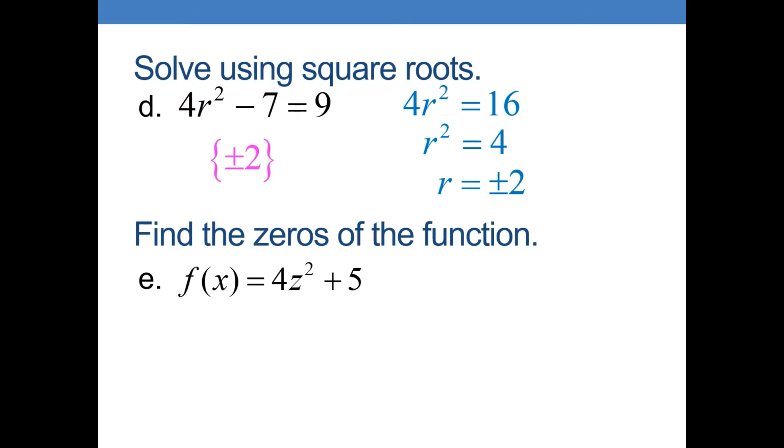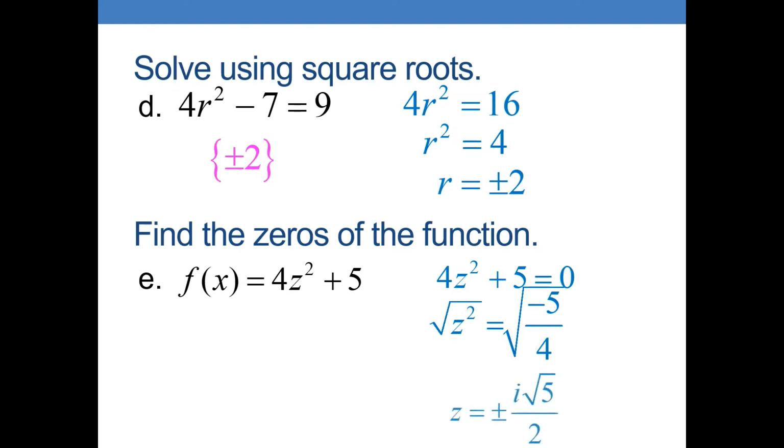Find the zeros of the function just means we start off setting the function equal to 0. I'm going to subtract 5 and divide by 4. Take the square root of both sides. In the numerator, we have a negative. Square root of negative 5 will be i root 5, and in the denominator, we have a perfect square. So my solutions are positive or negative i root 5 over 2.